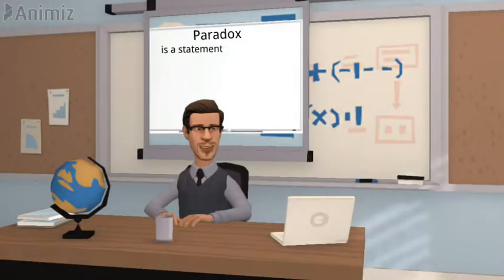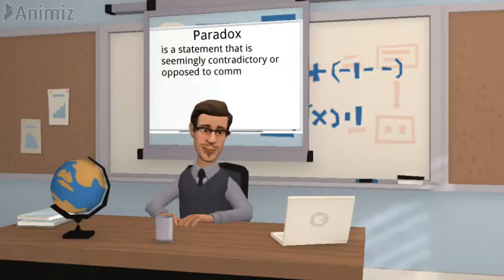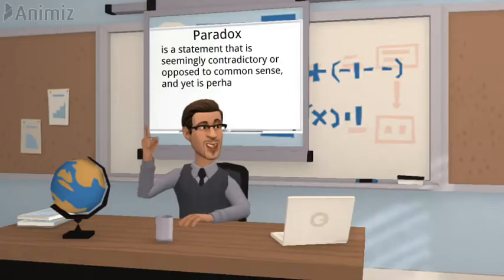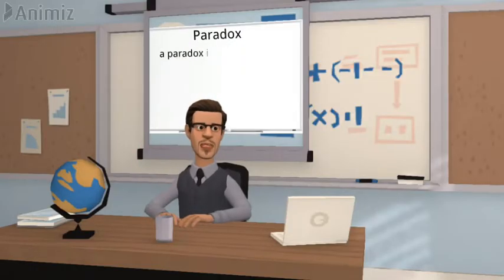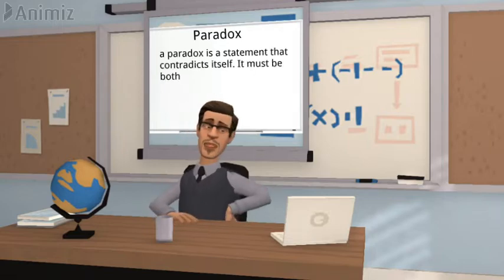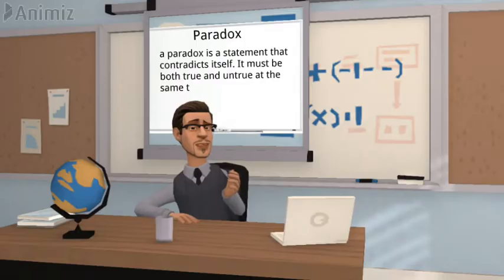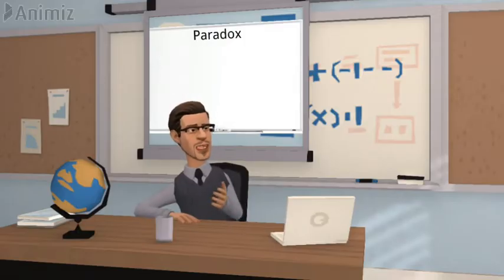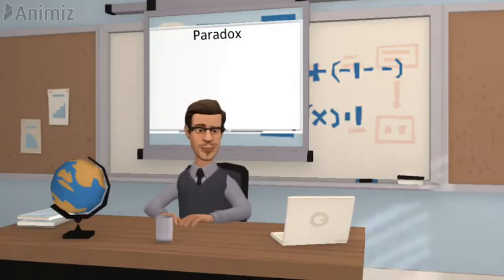Paradox is a statement that is seemingly contradictory or opposed to common sense, and yet is perhaps true. Therefore, a paradox is a statement that contradicts itself. It must be both true and untrue at the same time. Paradox may be either a situation or a statement.